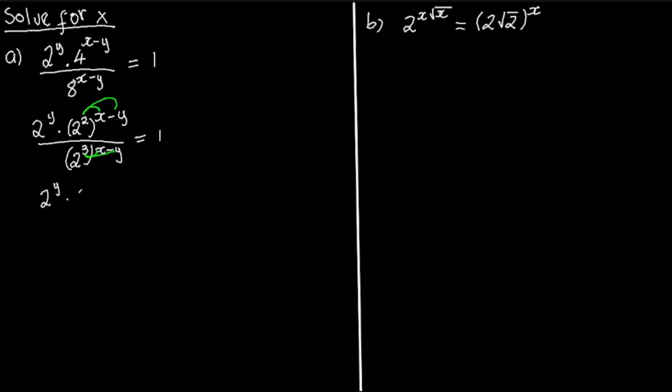So we are having 2 raised to the exponent of y multiplied by 2 raised to the exponent of 2x minus 2y, all over 2 raised to the exponent of 3x minus 3y. Right? That's 3, guys. I know that it looks like 8, but it's 3. We know that is 3.